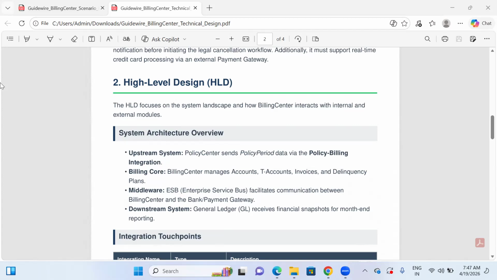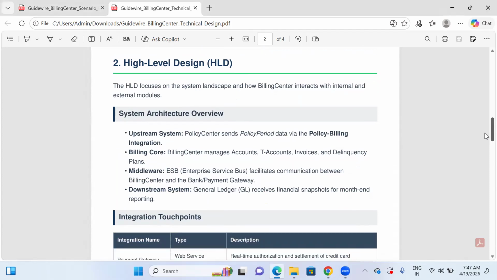If you see the high-level requirements carefully, the upstream as well as the downstream system is required. In the upstream system, Policy Center sends the policy period to Billing Center for payment purposes, and for that we use middleware, the ESB, enterprise service bus. When it comes to the downstream system, the general ledger receives the financial snapshot for monthly reporting. So this is the system architecture overview one should understand.